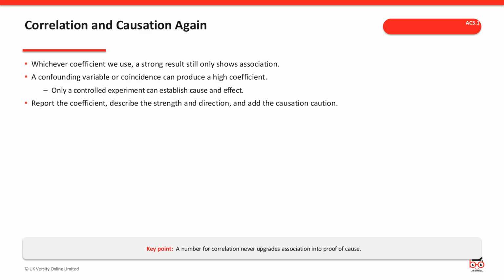Whichever coefficient you use, and I'll keep banging this drum, a strong result still only shows association. A confounding variable, or plain coincidence, can throw up a high coefficient with no real link at all. Only a controlled experiment can establish genuine cause and effect. So report the coefficient, describe its strength and direction, and add the causation caution. A number never upgrades association into proof of cause.